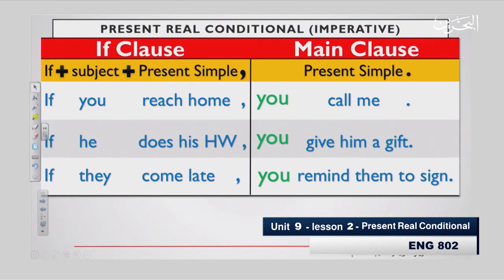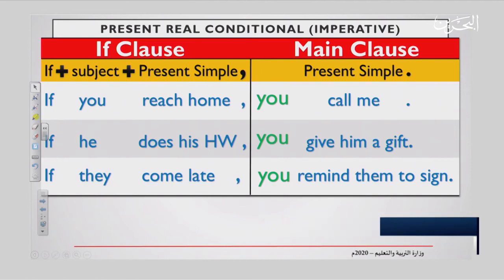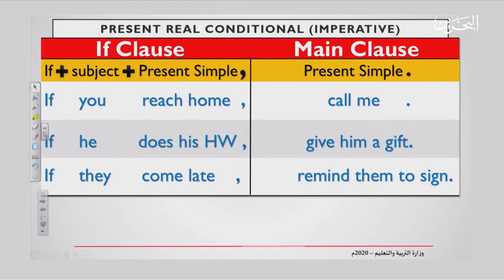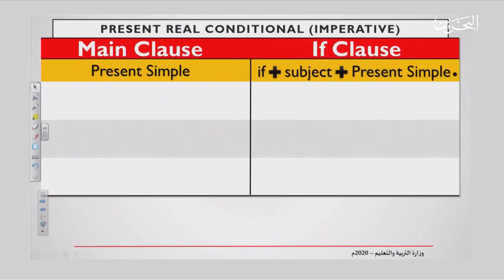If you call me, you give him a gift, you remind them to sign. But with the imperative, you cannot use that, so you have to take it off. All right. And you can switch them. Main clause, then if clause. You start with the present simple, then if plus subject plus present simple, full stop.